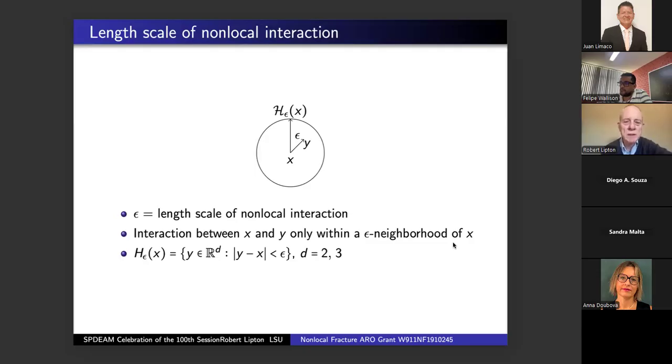And we can formulate this problem in 2 or 3 dimensions. In 2 dimensions, H epsilon is really a disk centered at X. And in 3 dimensions, it's a ball centered at X of radius epsilon.